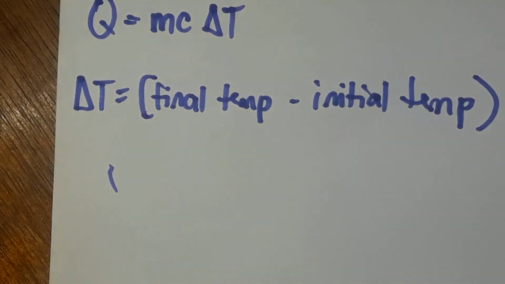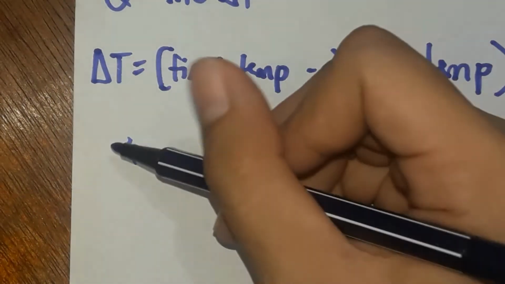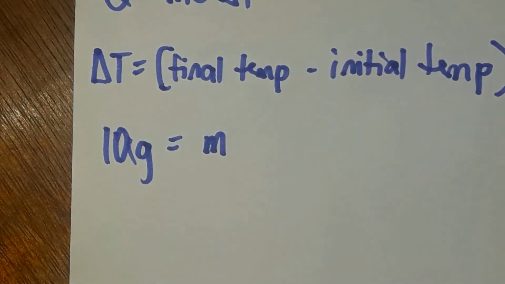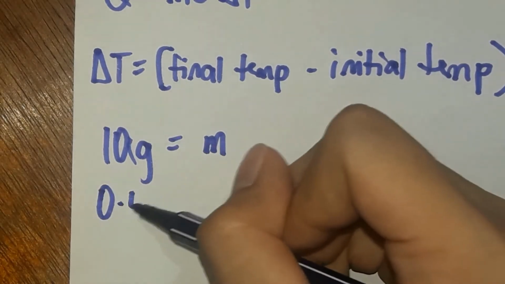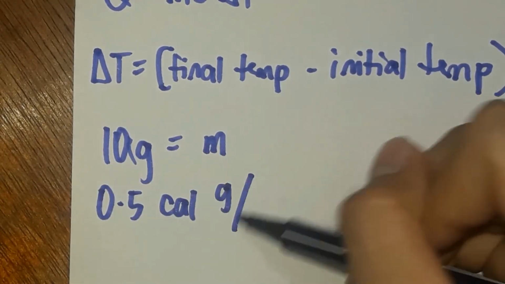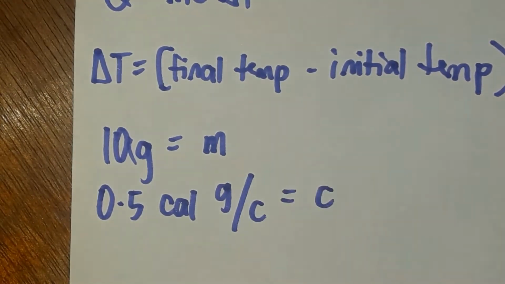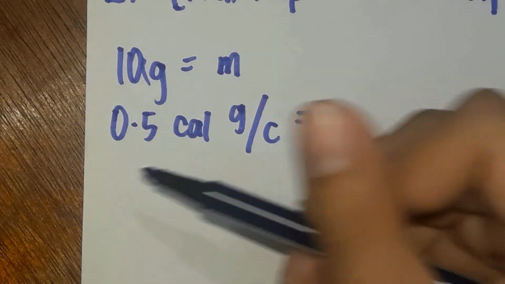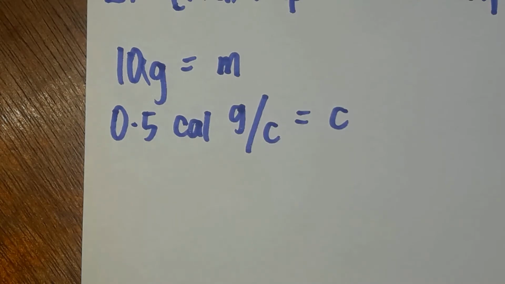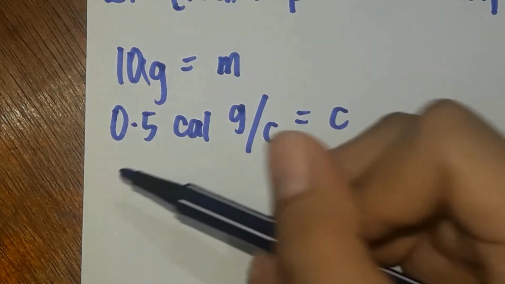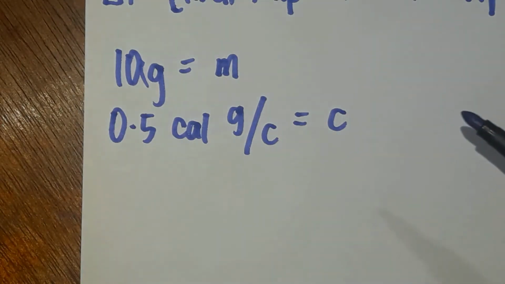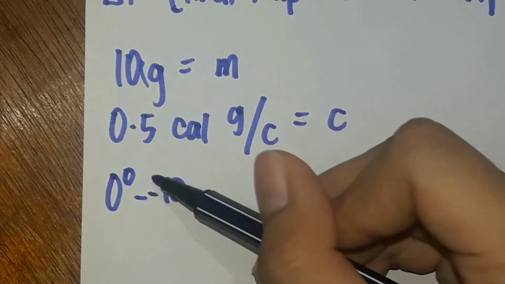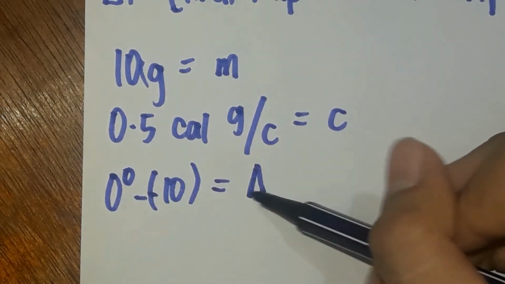Okay, now let us identify the numbers that are given. We have 10 grams, which means this will be our mass. We also have the specific heat of ice, which is 0.5 cal per gram per degree Celsius. This will be our letter C, our specific heat. And the last one, we have the change in temperature. To be able to find that, let us subtract the initial temperature, which is negative 10 degrees Celsius, from 0 degrees Celsius, which will be our change in temperature.